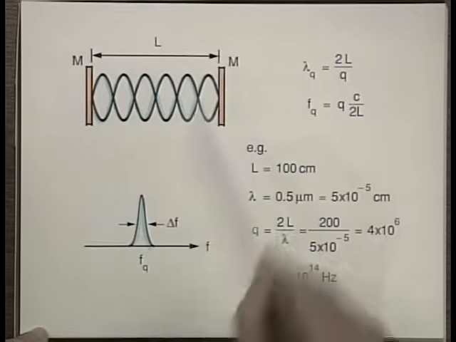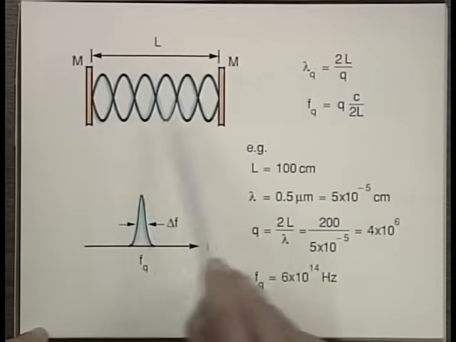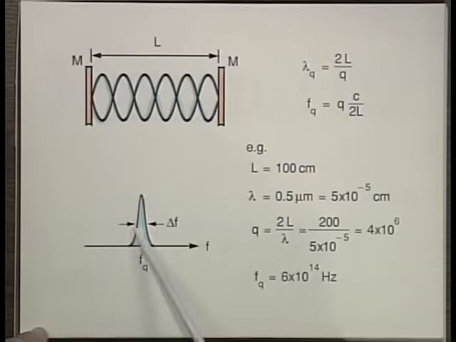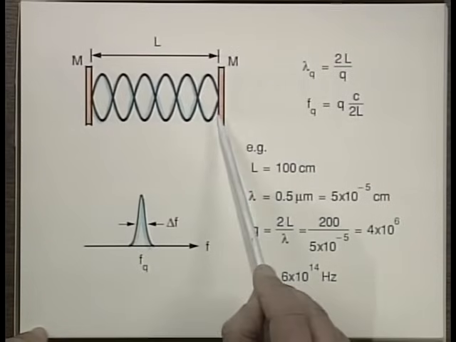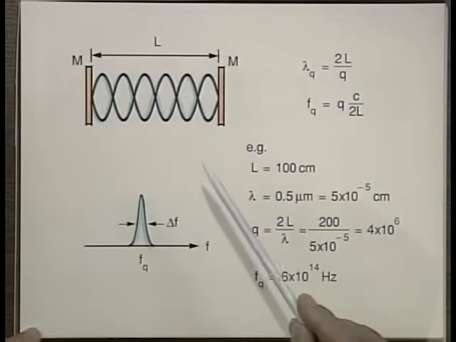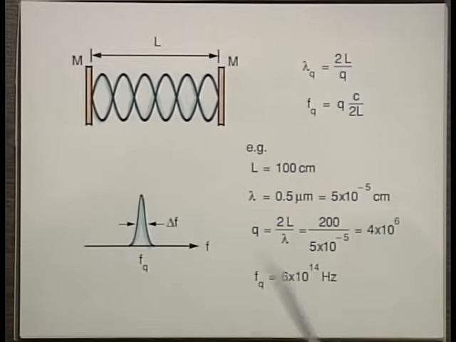which means there are lots of little waves in a cavity of 100 centimeters separation. The frequency associated with that, again, f sub q from here, comes out to be 6 times 10 to the 14 hertz. And the width will depend on the losses, which are mainly due to, let's say, mirror losses and so on, which we'll get into later.